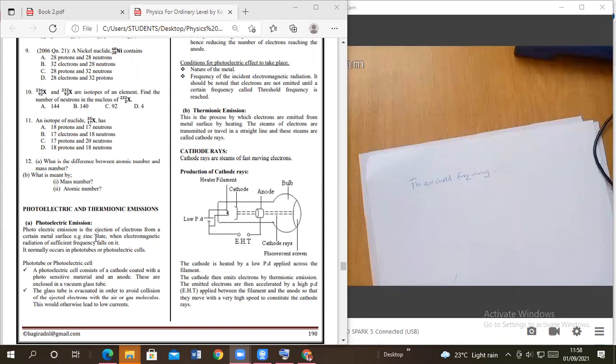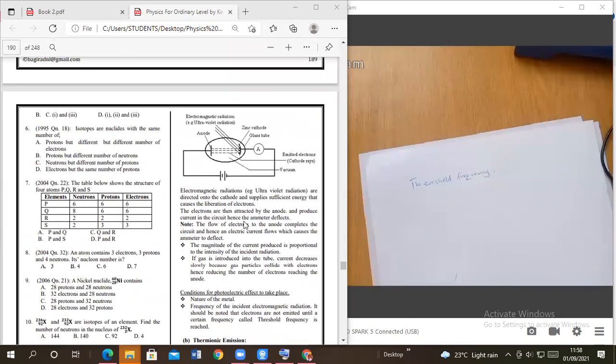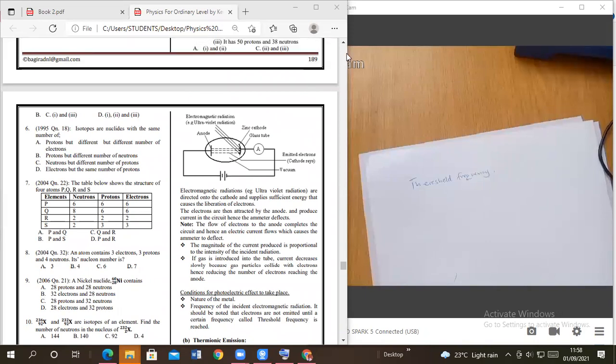Okay. So we said that a photoelectric effect normally is used in photocells, and also in phototubes. But when we look at photocells, this is a photocell. A photocell has got a zinc cathode, has got an anode, has got a glass tube, and inside the glass tube there is no air. It is a vacuum. Why is it a vacuum?